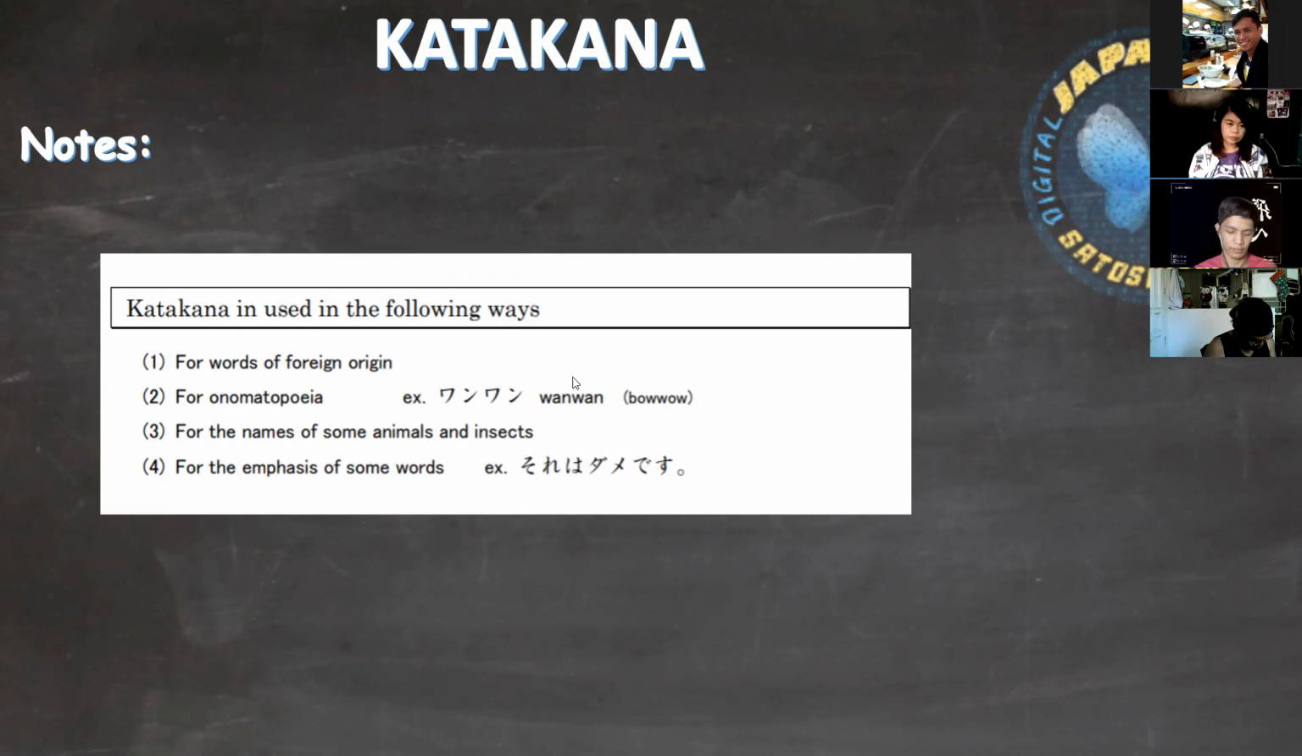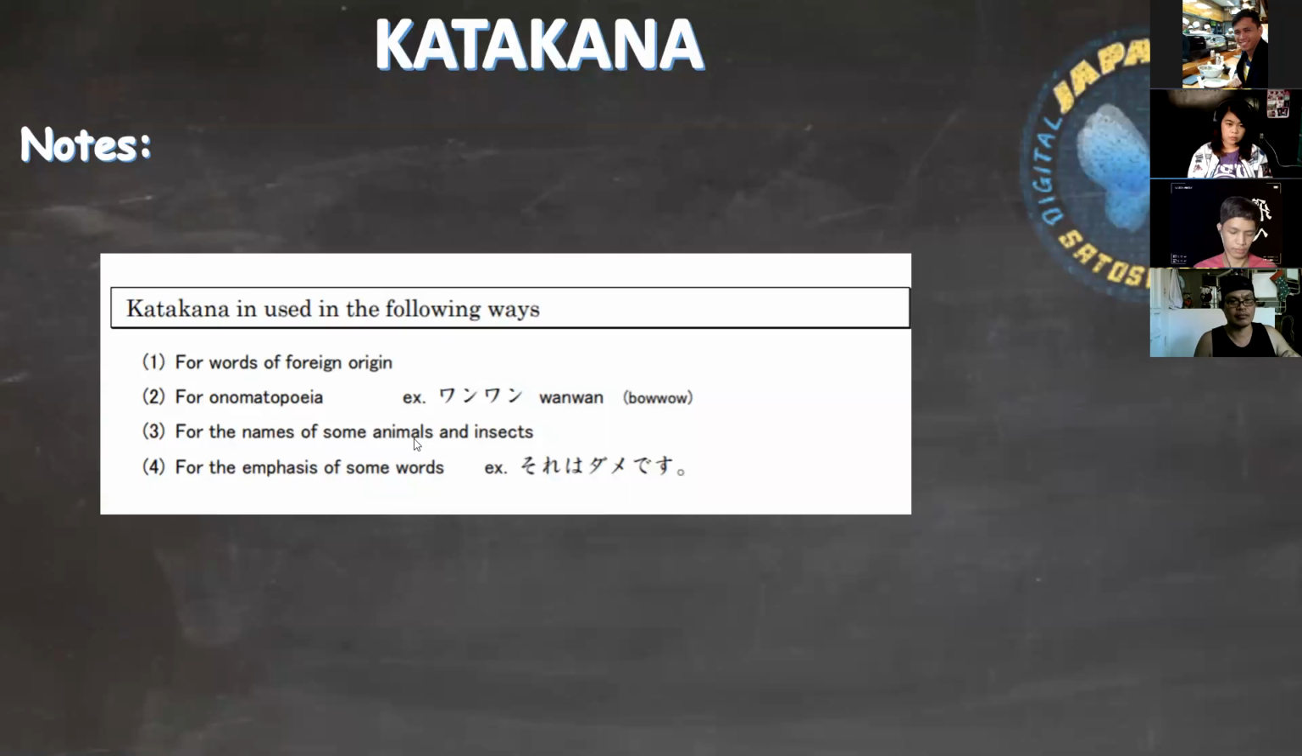Onomatopoeia, for example, the sound of an animal, we have wan wan. For example, the sound of a bird, instead of tweet tweet, we use pi pi. Okay, for the meow meow, we use nya nya instead, but we write it in katakana.